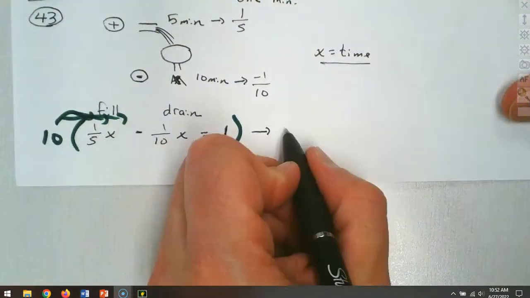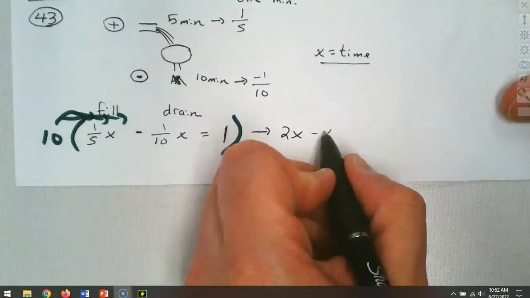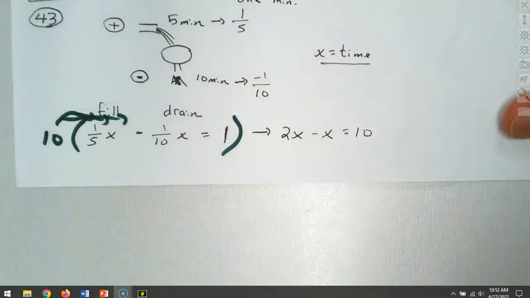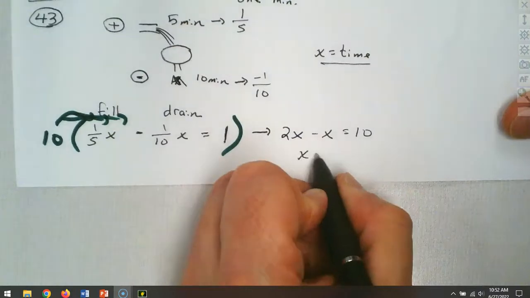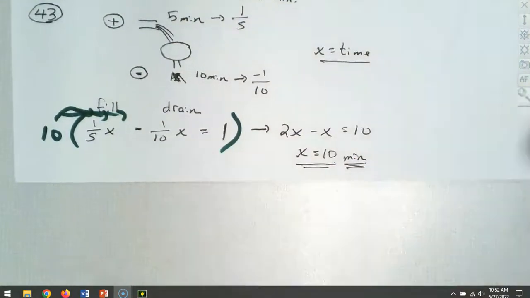Ten divided by 5 is a 2x there. 10 divided by 10 goes away. That makes it a minus x. And 10 times 1 makes it a 10. Adding those together, we then get x equals 10. And so it fills up that sink in 10 minutes.